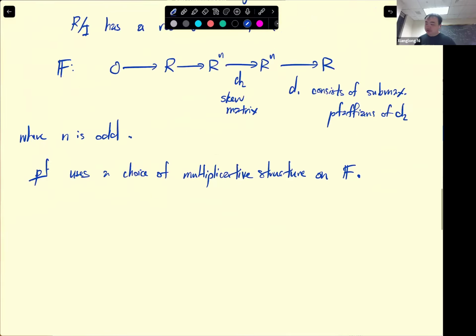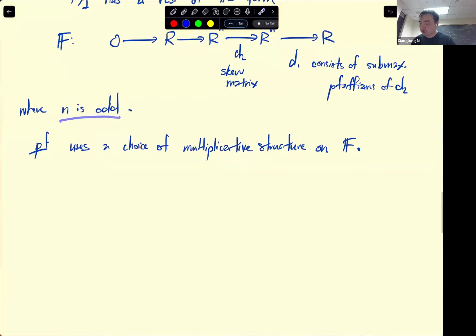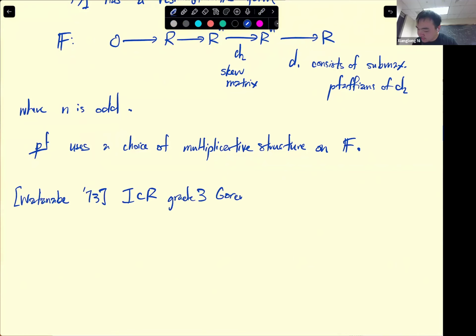So actually, a few years prior, independently, right, so although n being odd was part of this theorem, this had already been proven a few years prior by Watanabe. So in fact, his proof showed something else as well, which is that if I is a grade 3 Gorenstein ideal, then I is licci, which is to say I is in the linkage class of a complete intersection.